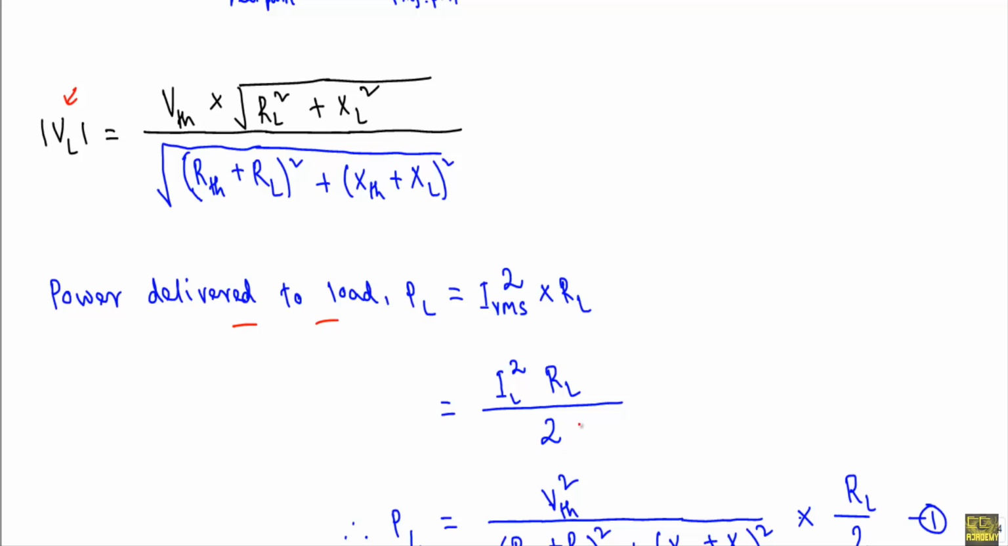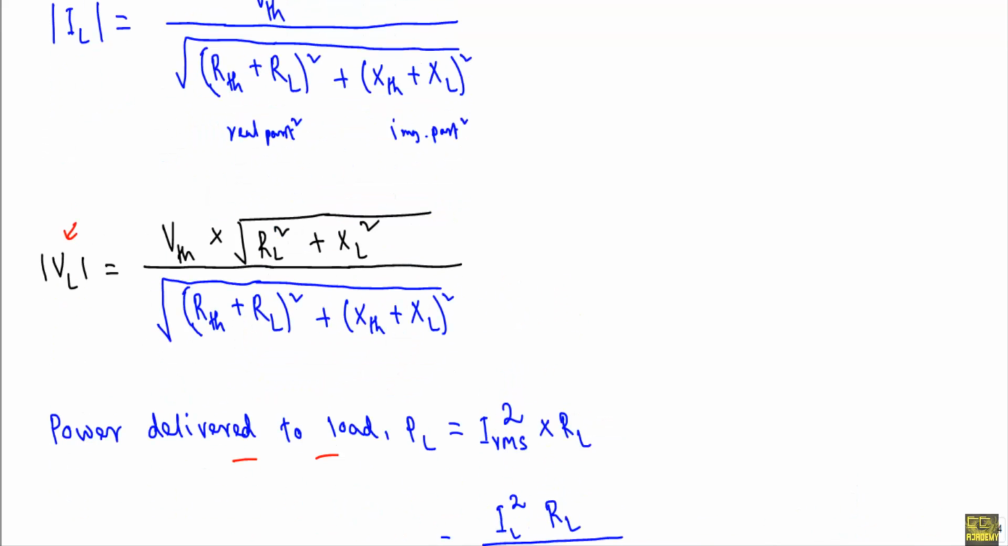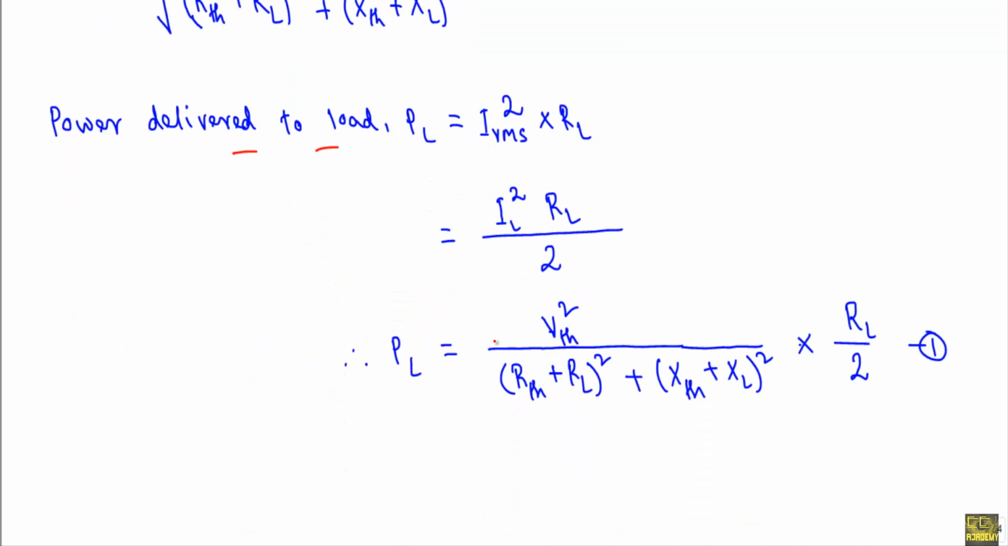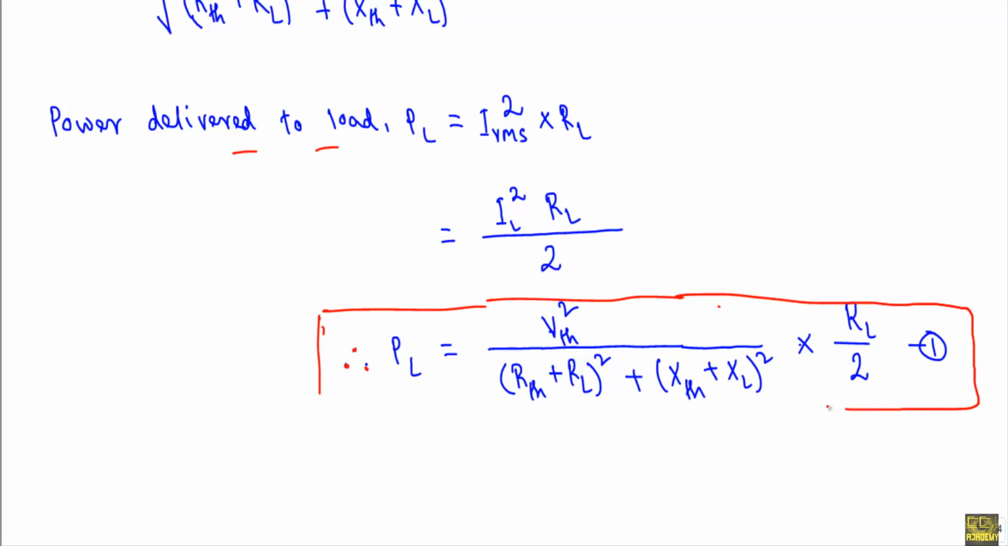over 2. Now see, IL is equal to this VTH over root over RTH plus RL whole square plus XTH plus XL whole square. So if I put the square of IL, I will get PL, the power delivered to the load ZL, equal to VTH square over RTH plus RL whole square plus XTH plus XL whole square into RL over 2. This will be an important equation for us. Let's say this is equation number 1.